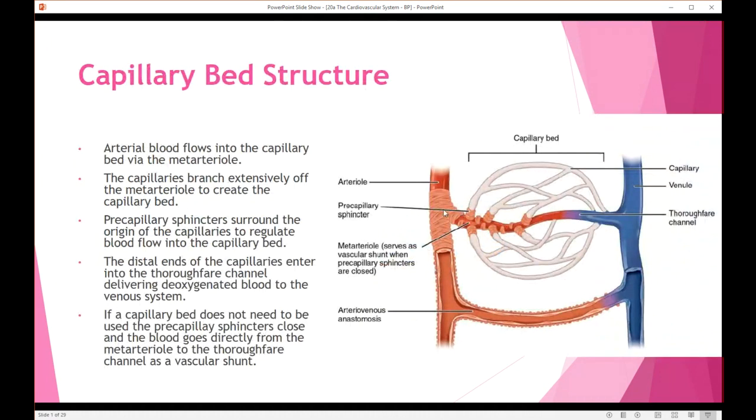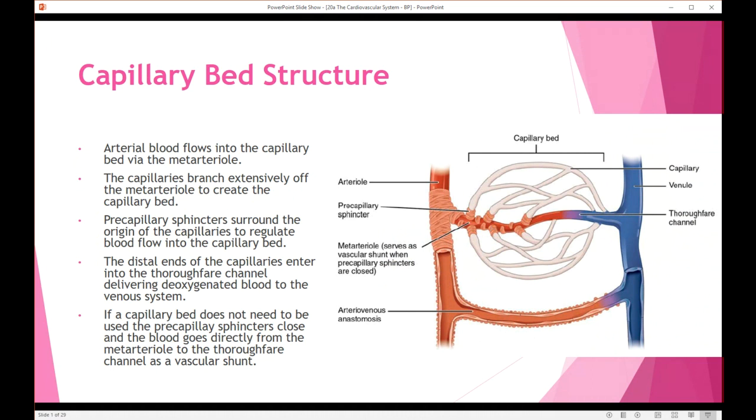So this is the capillary bed. So we have that arterial flow into the capillary bed, and it does that through what's called a meta-arteriole. The capillaries are then going to branch off of that meta-arteriole to create that capillary bed. We have pre-capillary sphincters right here. They surround the start of that capillary and they can regulate the blood flow, right?